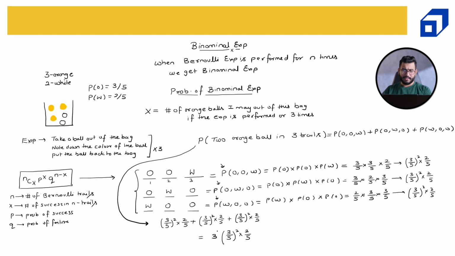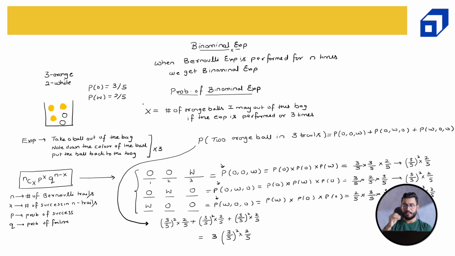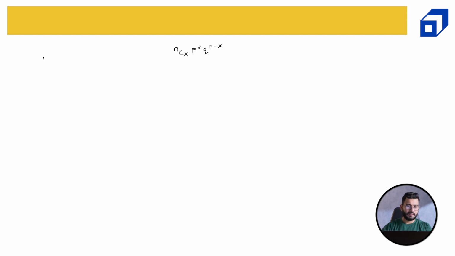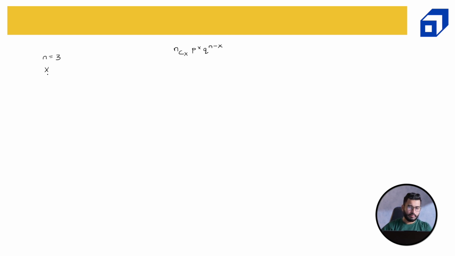Let's try to do it in the next slide. So the formula is nCx p^x q^(n-x). Now, in the last experiment, we were performing the Bernoulli trials 3 times. Here I have written it, right? So my value of n is 3. Now what is x? x is the number of successes. Now if I consider getting an orange ball as a success, then I was interested in getting 2 orange balls, right? So my x is 2.